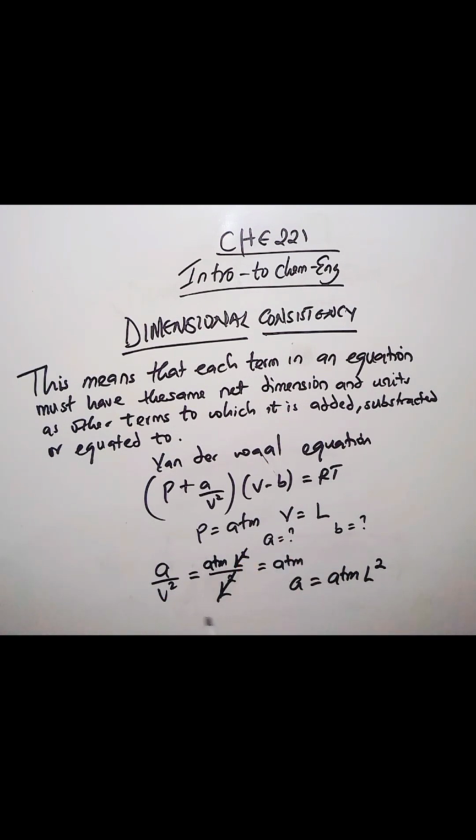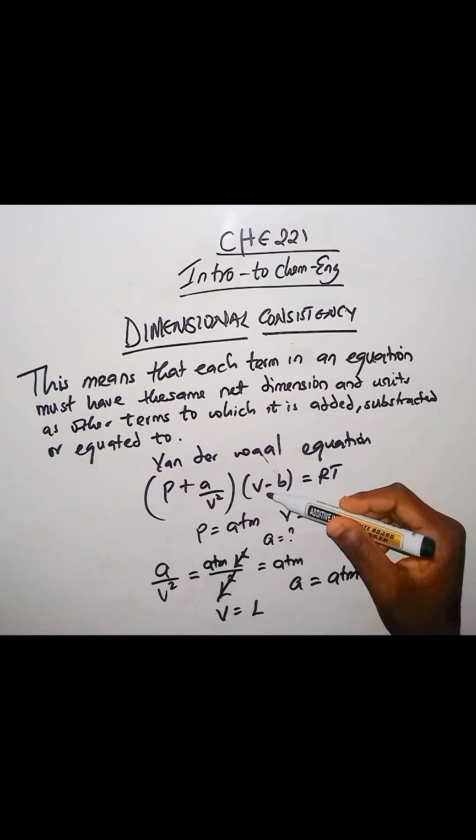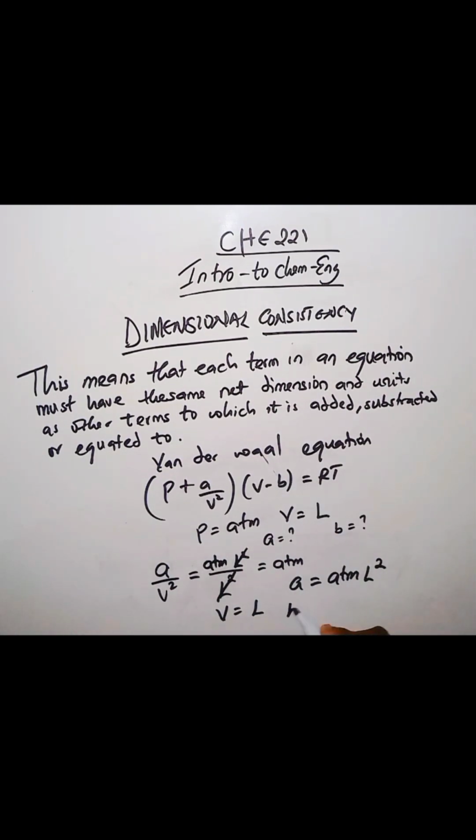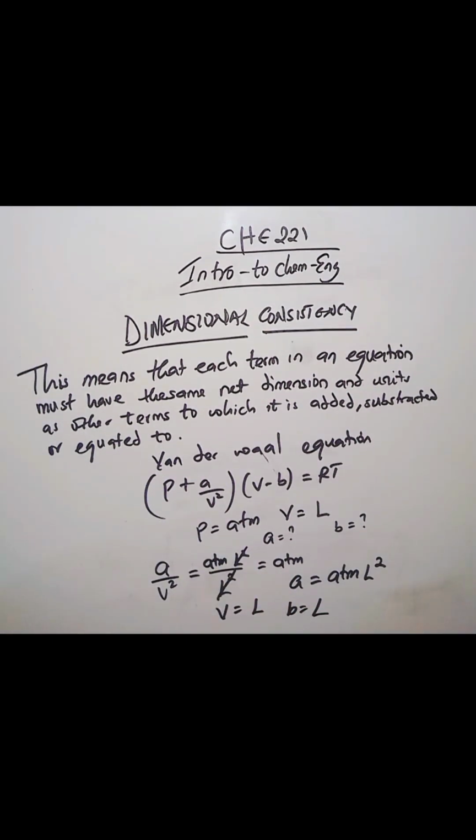For B, which is in liters, what will be the unit of B so that it can easily be subtracted? B has to be in liters so that this can be dimensionally consistent. You can check it out and see. At the end of the day, we know that our A is ATM liters squared and B is in liters. I hope you understand what dimensional consistency is all about. We're going to solve more examples on dimensional consistency.